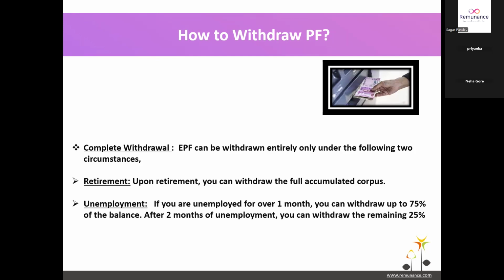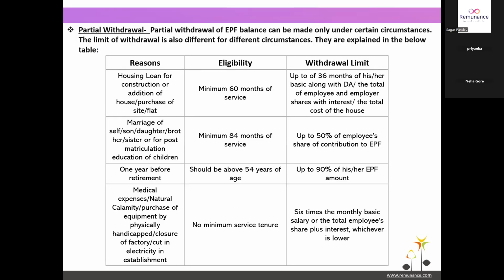So upon retirement, you can withdraw the full accumulated PF amount. And if you are unemployed for over 1 month, you can withdraw up to 75% of the balance. And after 2 months of unemployment, you can withdraw the remaining 25% of the PF balance. So the partial withdrawal of PF balance can be made only under certain circumstances.